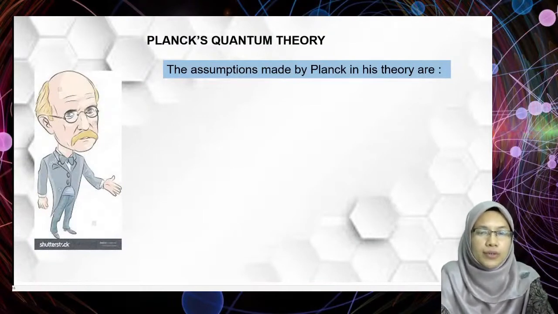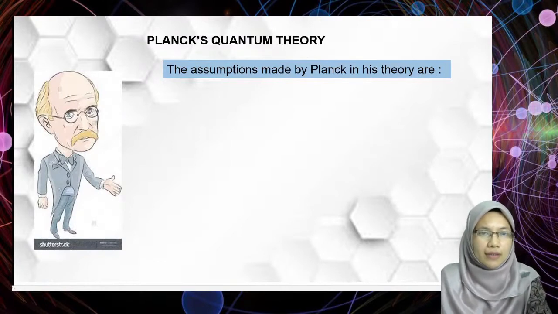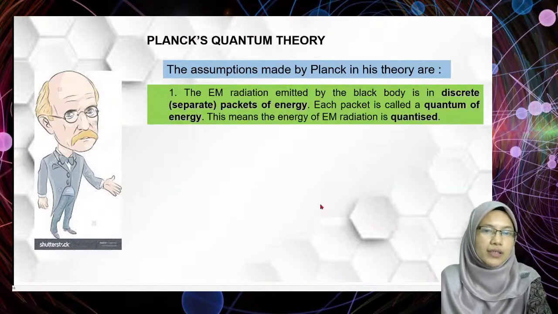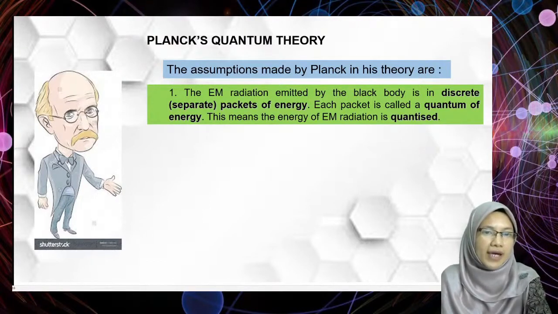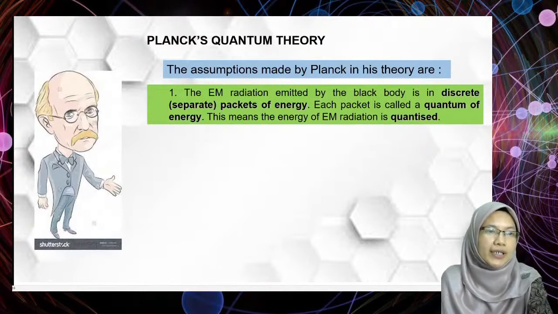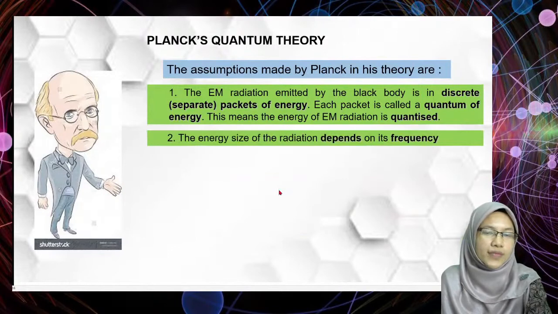In 1900, a scientist, Max Planck, proposed a theory known as Planck's quantum theory. The assumptions made by Planck in this theory are: the electromagnetic radiation emitted by the black body is in discrete or separate packets of energy. This packet is known as a quantum of energy, meaning the radiation is quantized. The energy of the radiation only depends on its frequency.